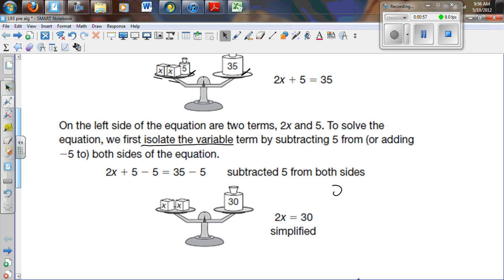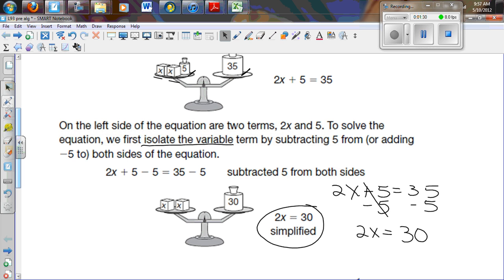And so here's another way to show that. 2x plus 5 equals 35. And we're going to subtract 5 from both sides. And notice we're subtracting 5 from the 5 because -5 and +5 cancel out. And that's really the whole point of this, is to take it off of one side and put it on the other. So then we're going to rewrite this equation for our next step by crossing out those 5's because they cancel out. And so 2x equals 35 minus 5, which is 30. And so that's where they got this 2x equals 30 simplified.